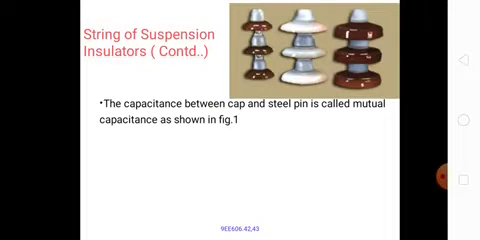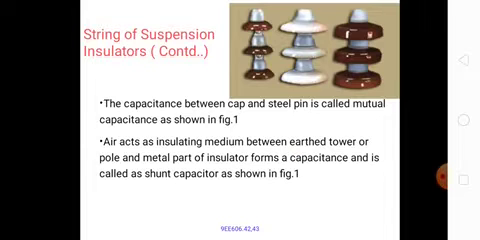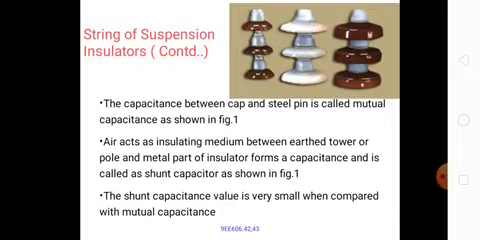In the string of suspension insulators, the capacitance between the cap and steel pin is called mutual capacitance. Air acts as the insulating medium between the earth tower or pole and the metal part of the insulator, forming a capacitance called shunt capacitance, shown in the figure. The shunt capacitance value is very small when compared to mutual capacitance.